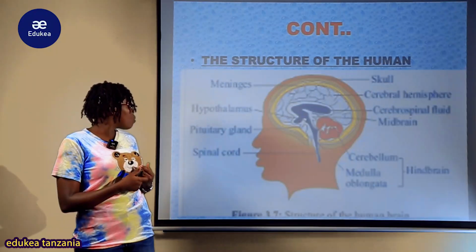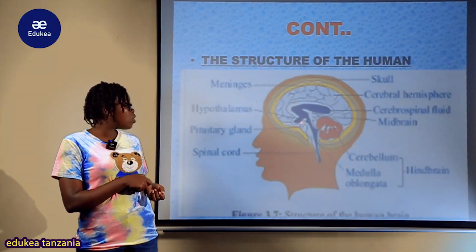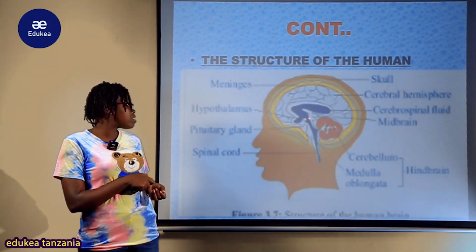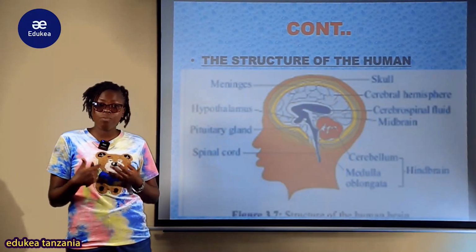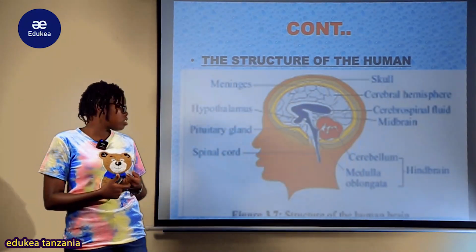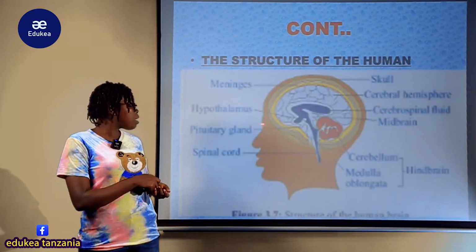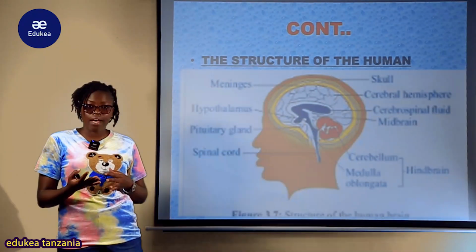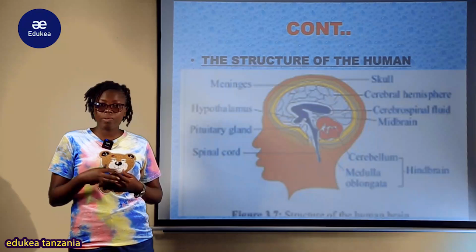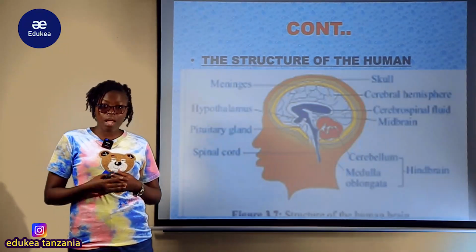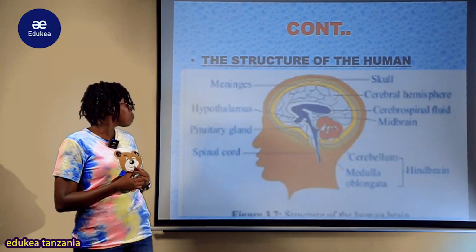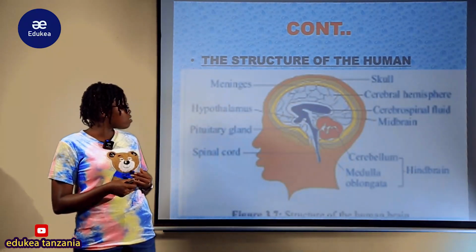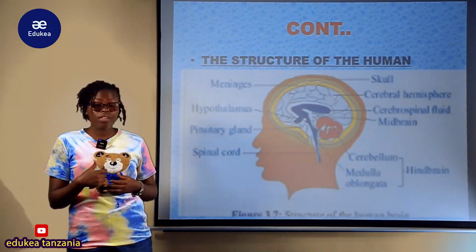Na vile vile kuna this pituitary gland ambayo ndio located hapa before the hypothalamus, ambayo ndio master gland. It is called the master gland kwa sababu it controls many bodily activities. Na vile vile kuna this hypothalamus ambayo vile vile ni muhimu katika regulation. Tumeangalia the roles of the hypothalamus katika temperature regulation. Vile vile that is all about the structures of the human brain.